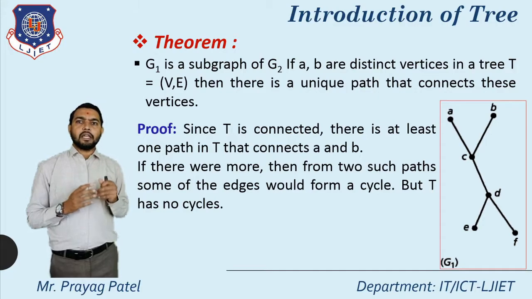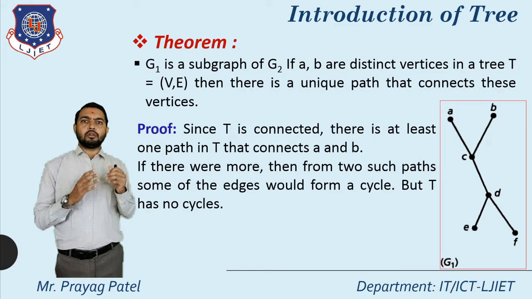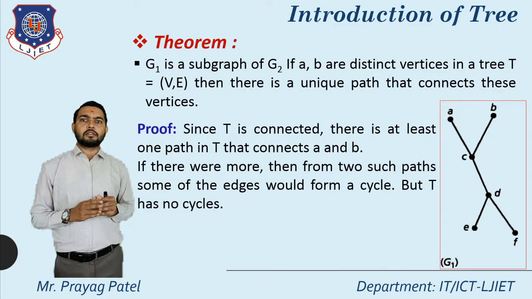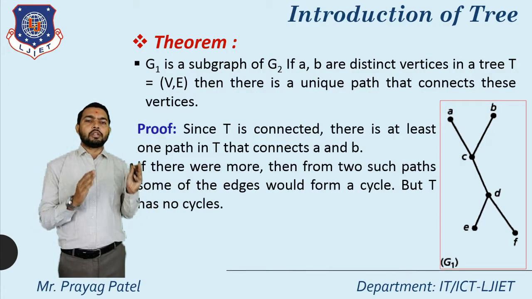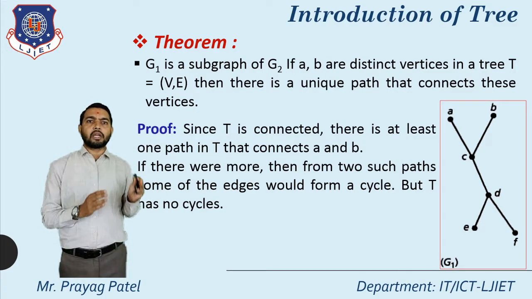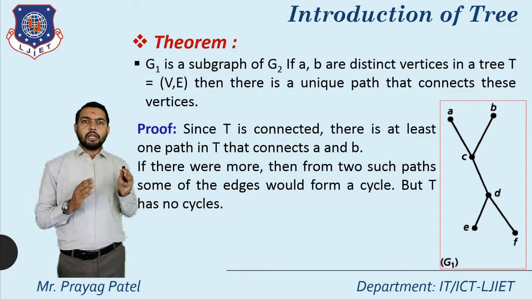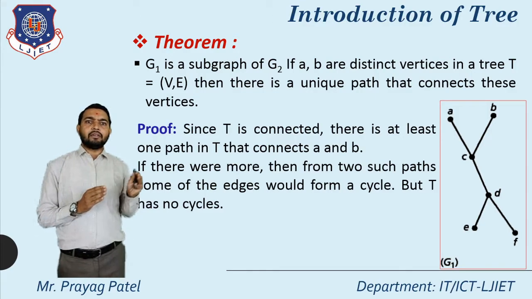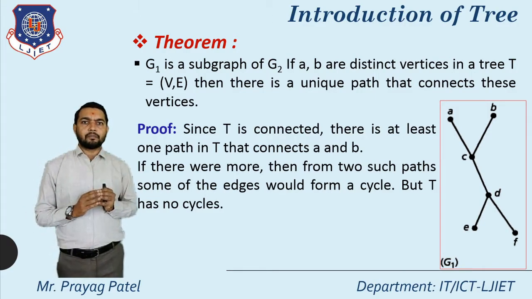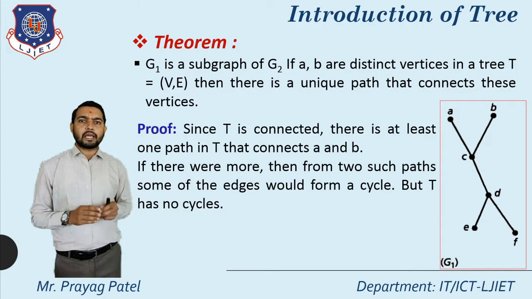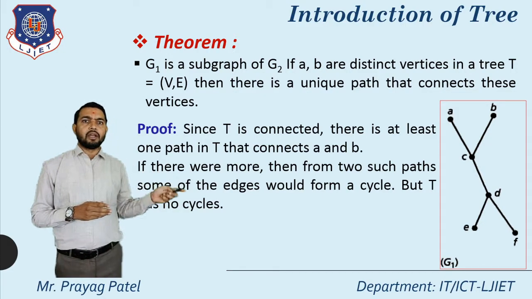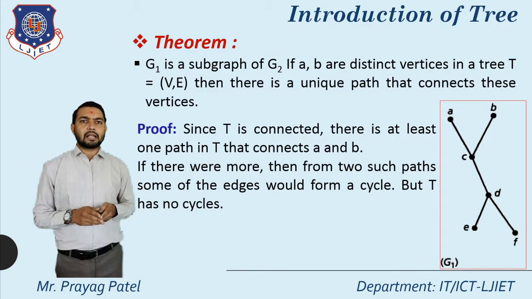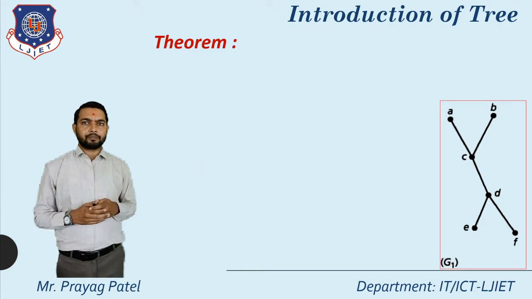So according to this, if there were two or more such paths, some of the edges would form a cycle. That means if more than one path is available between two nodes, they become a cycle. If a graph contains a cycle, then we can say that it is not a tree. But T has no cycle, that means this is a tree having no multiple paths available between two nodes.